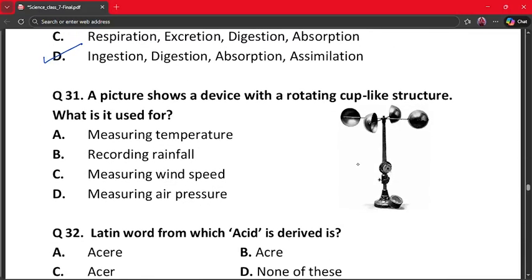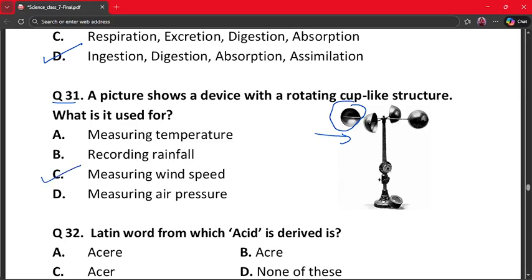Our next question is question number 31. A picture shows a device with a rotating cup-like structure. What is it used for? So this is our device and this is a cup-like structure. A. Measuring temperature, B. Recording rainfall, C. Measuring wind speed, and D. Measuring air pressure. The correct answer is option C.